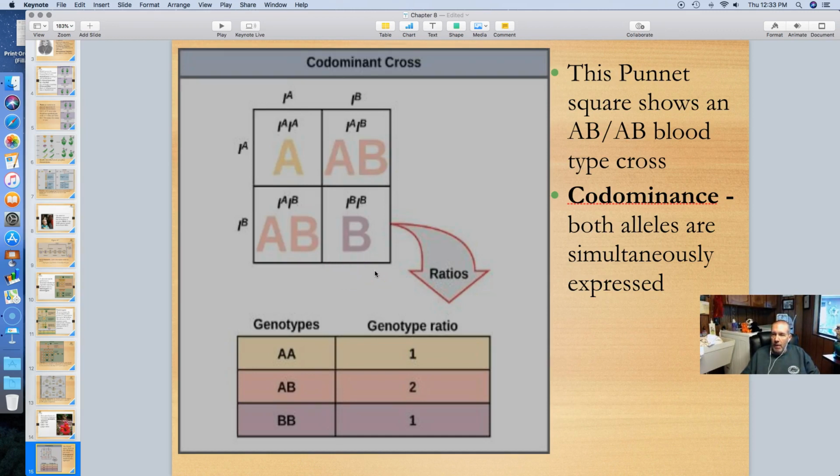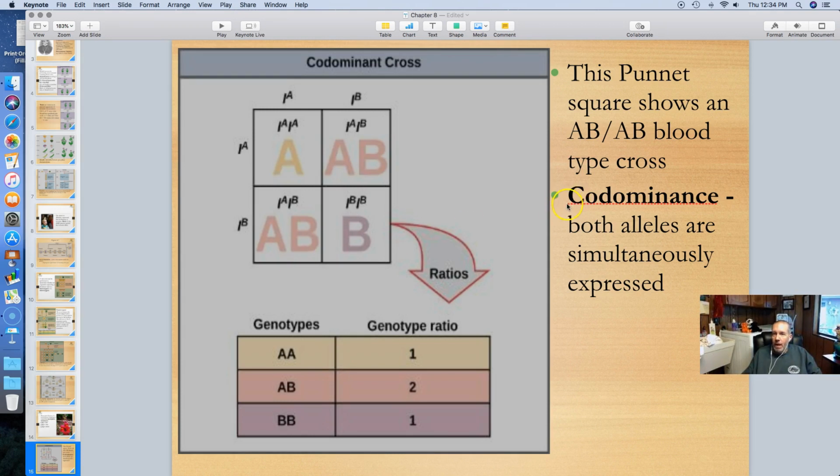And for example, our human blood system is an example of codominance, where you can have both A alleles making A, both B alleles making B, but if you now have one of each, you have a totally new blood type, AB, where both alleles are expressing their dominance.